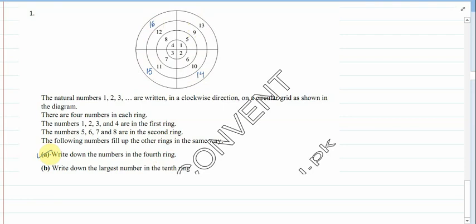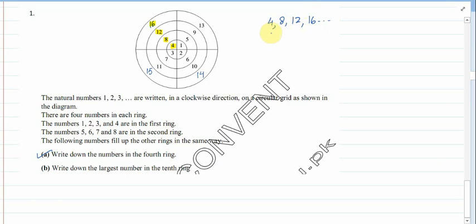Write down the largest number in the 10th ring. Now what I am going to do is highlight the largest number in every ring. Let's start from the first ring. In the first ring the numbers are 1, 2, 3, 4 and the largest number is 4. In the second ring the numbers are 5, 6, 7, 8, the largest is 8. In the third ring it's 12. In the fourth ring it is 16. So there is a pattern: 4, 8, 12, 16. All the numbers are multiples of 4.